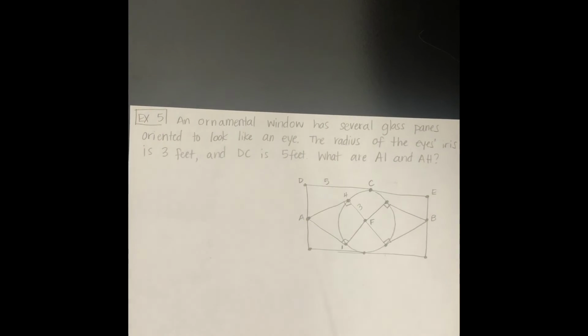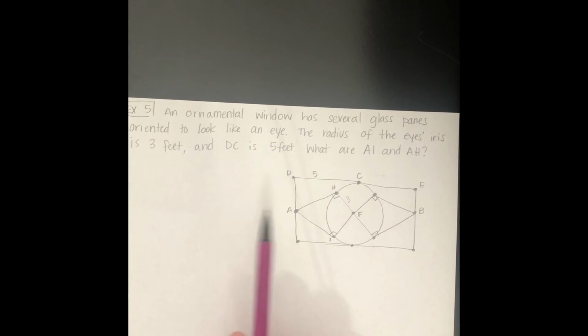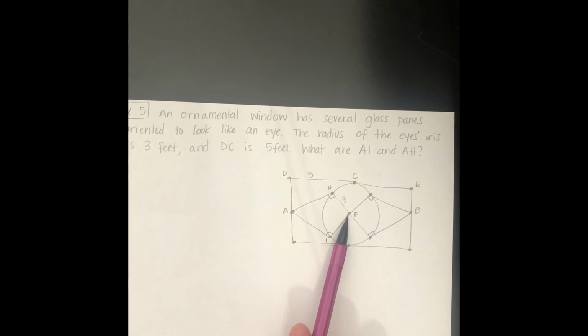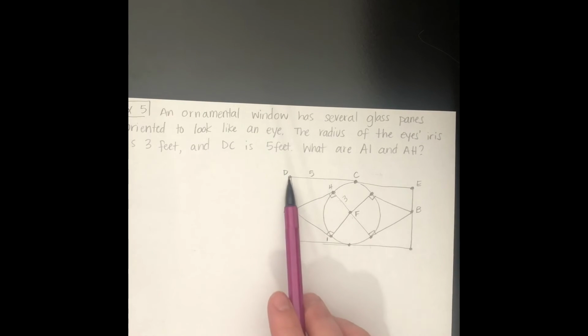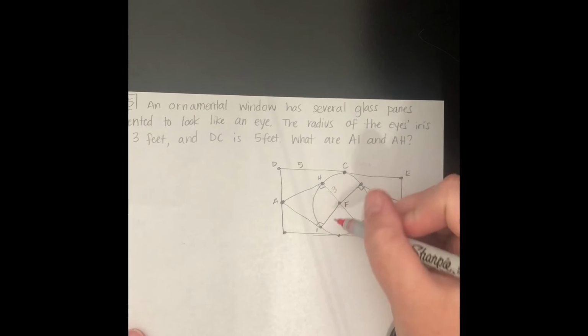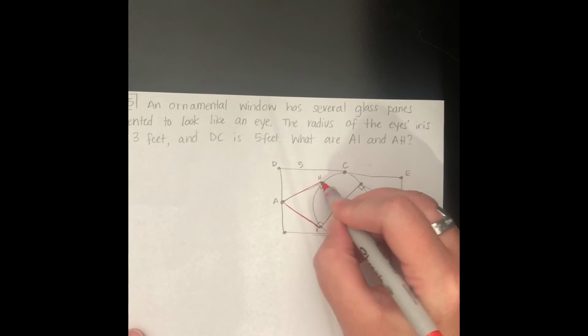All right, our last example is example 5. It says an ornamental window has several glass panes, and this is the drawing. An ornamental window has several glass panes oriented to look like an eye. The radius of the eye's iris is 3 feet, so the radius is 3 feet. And segment DC, from here to here, is 5 feet. We want to find out what segment AI is and segment AH.